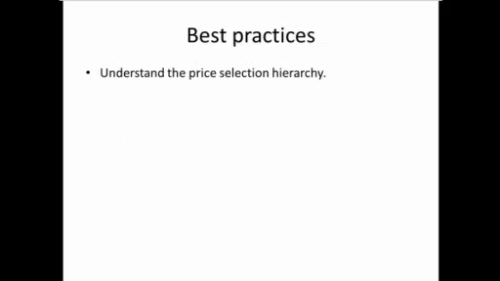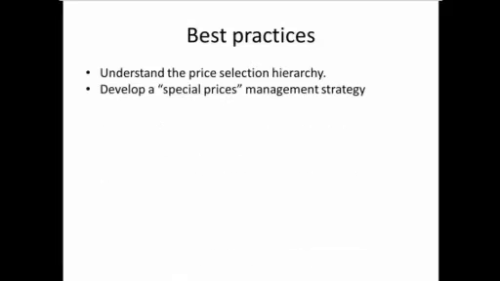So, best practices. Number one, understand the price selection hierarchy. Once you understand that, things make sense. Develop a special prices management strategy. So look at the options available to you in B1. There are some powerful things you can do. And think about the kinds of pricing you want to do and figure out, okay, this is what I want to do. These are the right tools to use in combination. And stick with those.